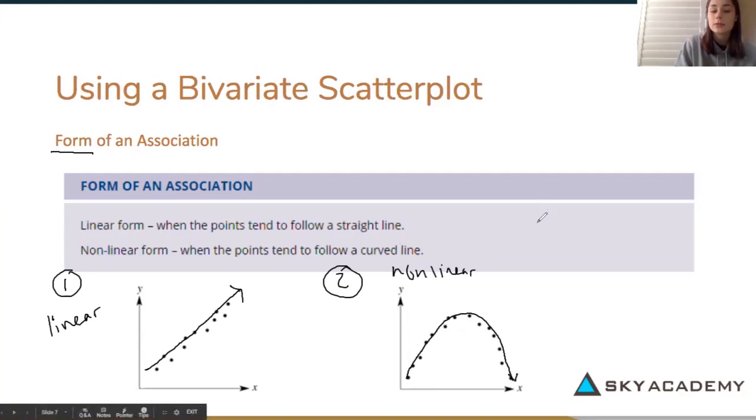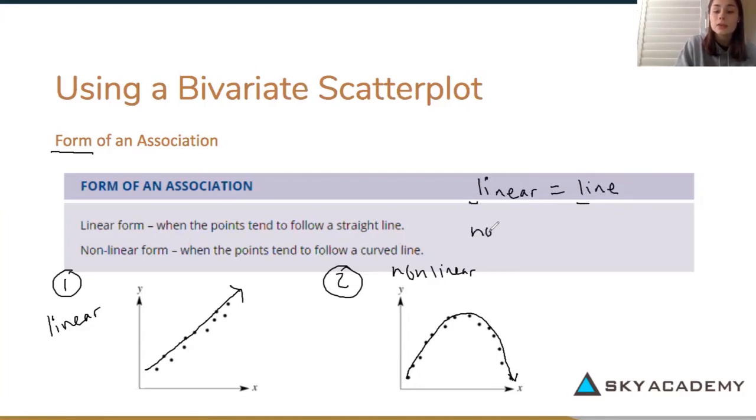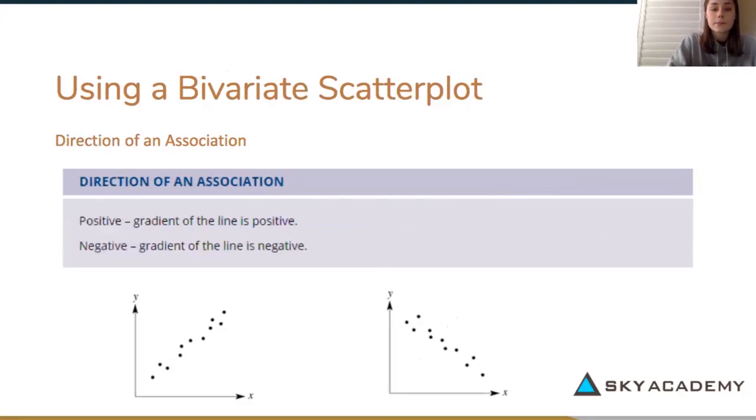A helpful way to remember this, I find, is I write linear equals line, so we have L and L, and non-linear equals no line, so N and N. So that's how we would describe the form of a scatter plot. Now let's have a look at the next slide.